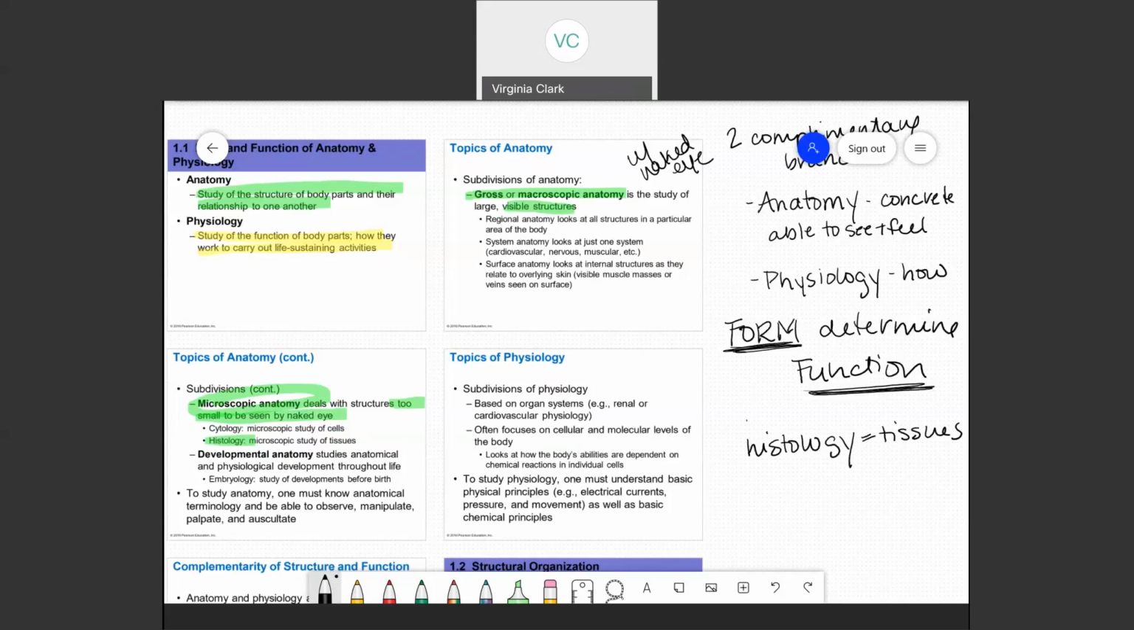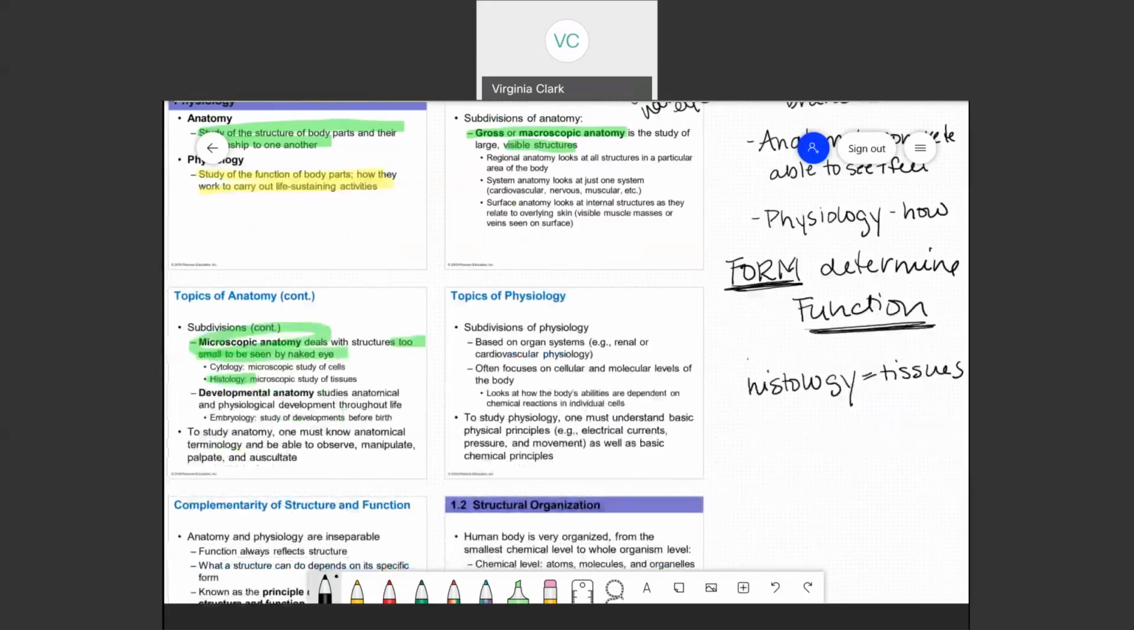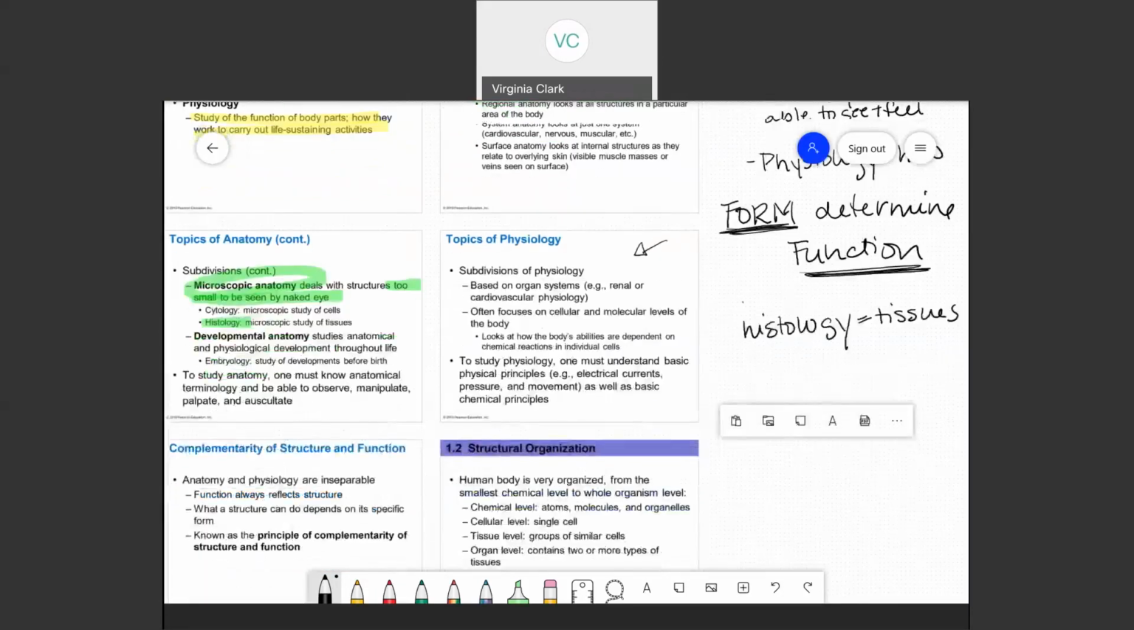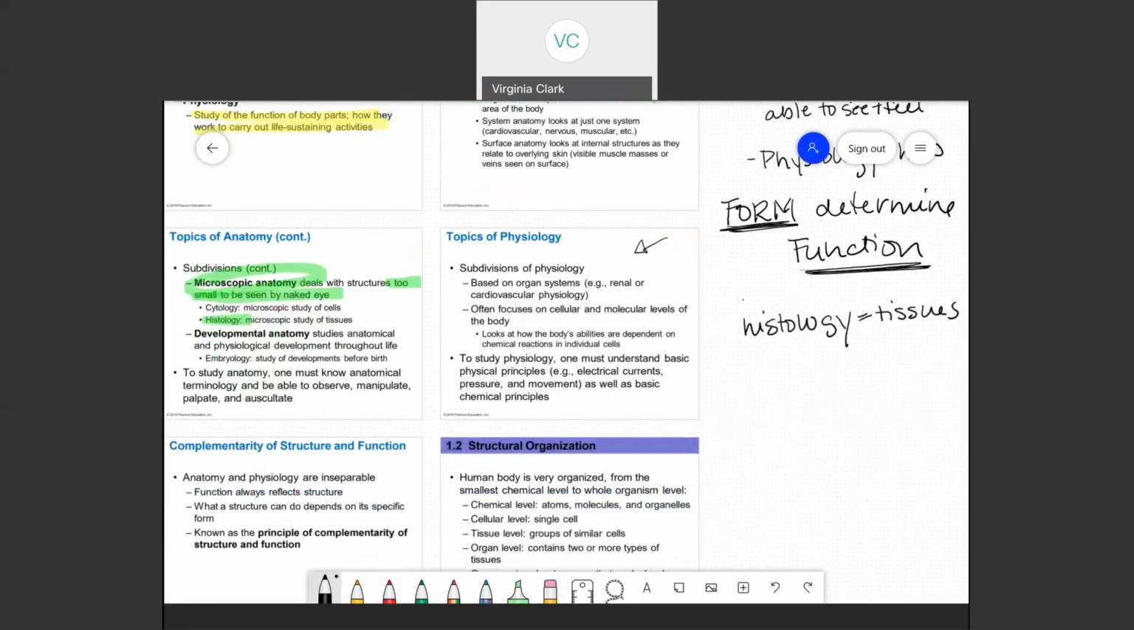The way we're going to organize the class is in these subdivisions right here. As we go, we're going to look at the organ systems. These organ systems are things that are working together from a global perspective, how the entire system works together. And then within each system, we're going to be focusing on the cellular and the molecular levels as we go throughout the body.